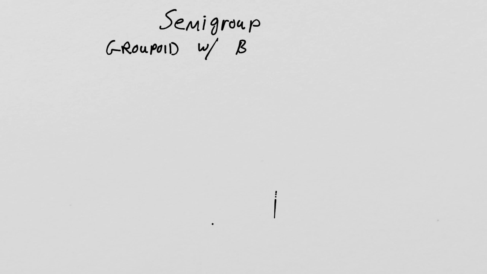Okay, so now we're going to talk about the next algebraic structure in complexity, which is called the semigroup. And the semigroup is a groupoid with a binary operation that is associative.